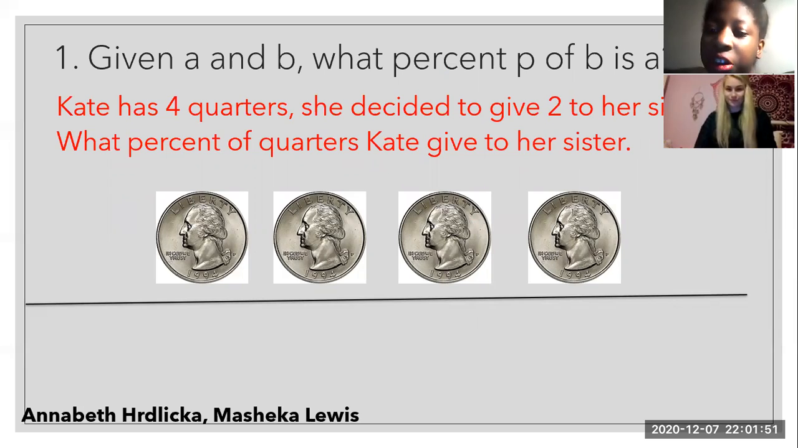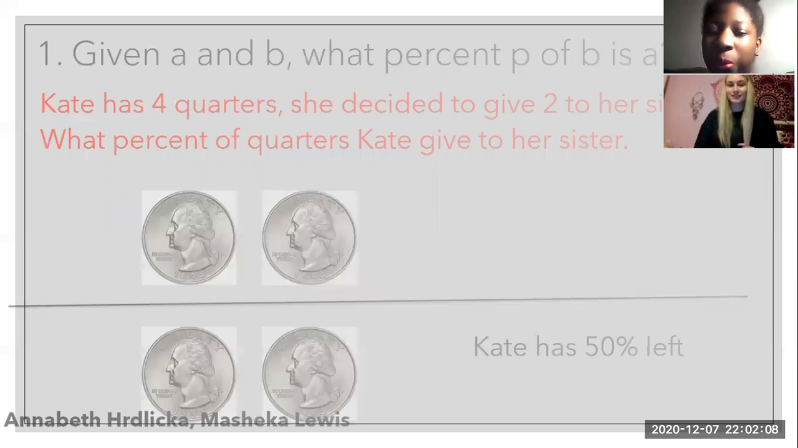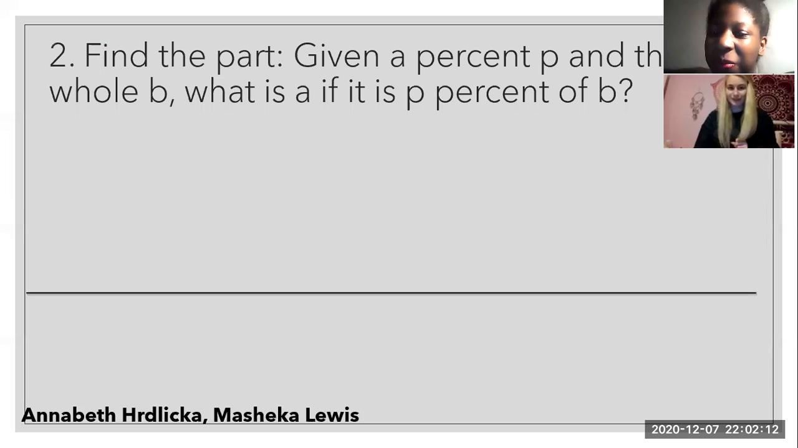So I used quarters since it'll be easier to use money and we're all used to money. So we'll say she gave her sister 2 quarters. What percentage of quarters did she give her sister? And of course, 50%. The line for sure helps as well to divide.